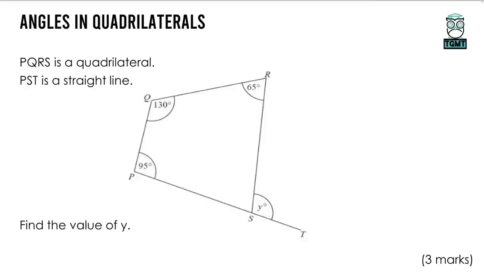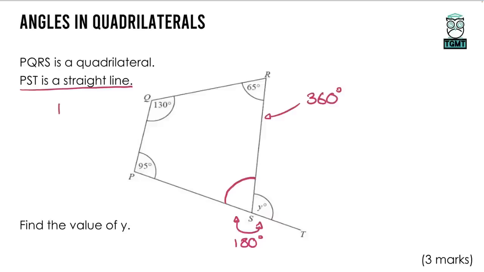Okay, so looking at some angles in quadrilaterals. It says here PQRS is a quadrilateral, PST is a straight line, find the value of y. Now angles within a quadrilateral, we need to know, add up to 360 degrees. So we need to add up the angles that we've got and see what's missing to find this missing angle here inside the quadrilateral. That's going to help us get to y, as it's told us that PST is a straight line. So these two angles here, which are next to each other on a straight line, add up to 180 degrees. So that's all the knowledge that you need to know for this question.